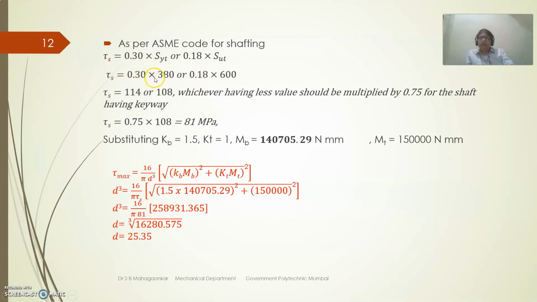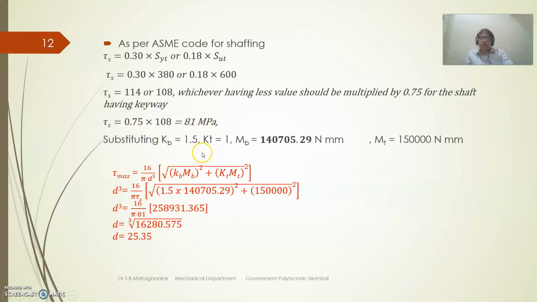So here 30% of 380 SYT is 114 and 18% of 600 is 108. Whichever is less, 108 is the less. It should be multiplied by 0.75. That means you are reducing the stress value by 25% for the shaft having a keyway. So 0.75 into 108 is equal to 81 MPa, the allowable shear stress.